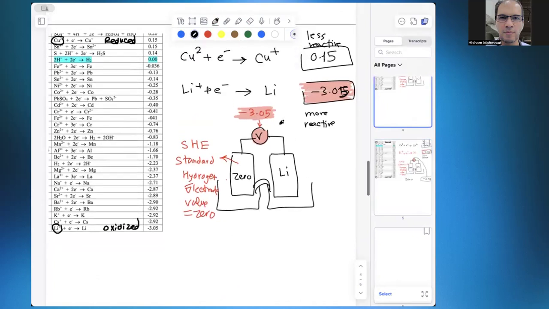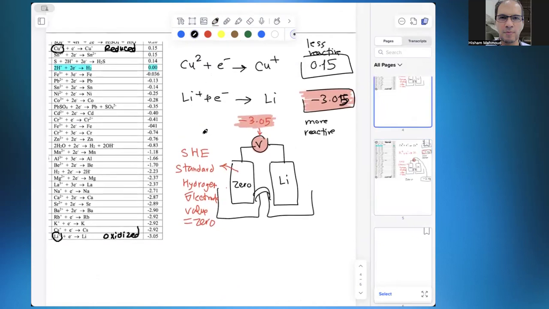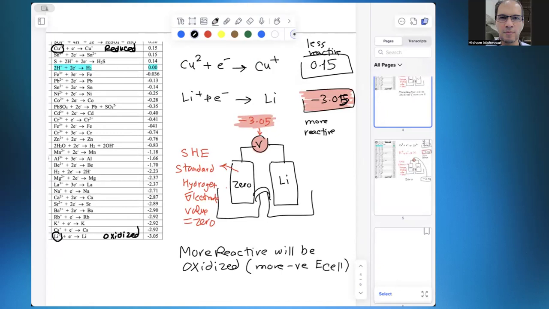Okay. So now, Mr., you have the two values. You have copper and lithium. You said one of them has to be oxidized. Which one has to be oxidized? The more reactive one will be oxidized, the one which has more negative electrode potential, or E cell. So I see that the lithium is more negative. So this one will be oxidized.